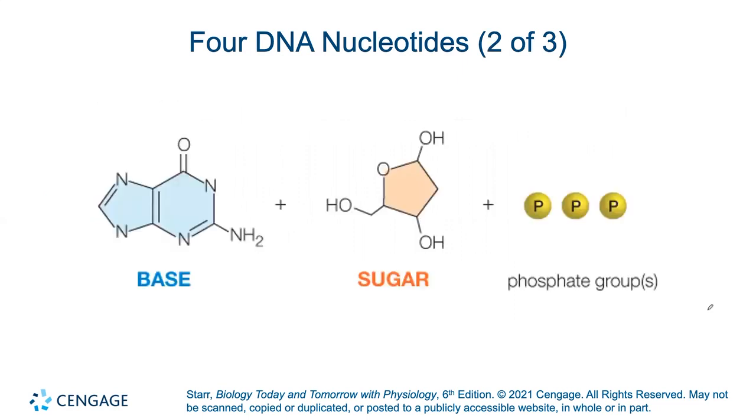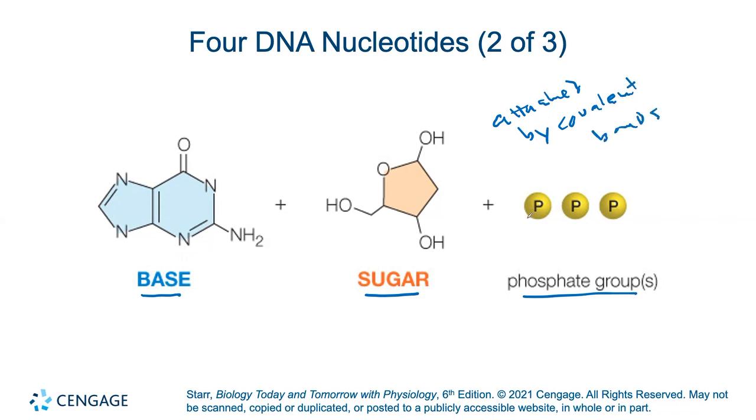And this is what the building blocks look like, right? There is a base, there is a sugar, and there are the 3 phosphate groups. They're all attached by covalent bonds, because they're all nonmetals. Remember, nonmetals in the periodic table.